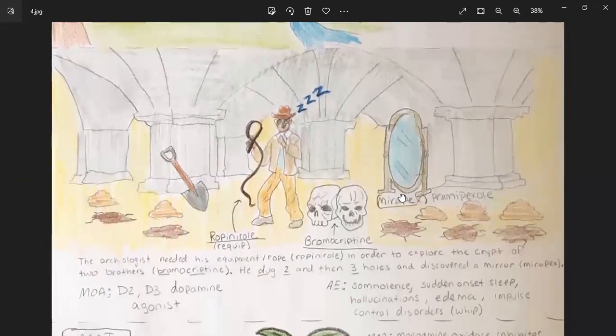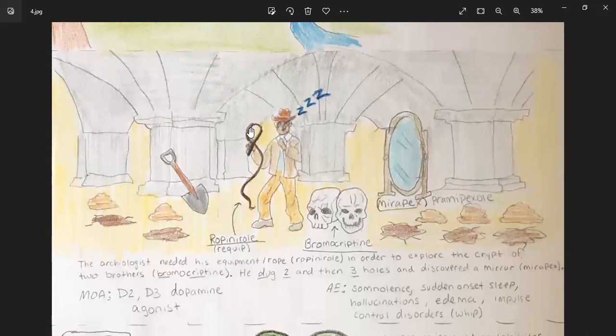In this picture, this is kind of like Indiana Jones. He's got his whip with him, and he's, of course, digging up some artifacts. So the archaeologist needed his equipment, his rope, his whip. So requip, or rope and a roll, in order to explore the crypt of two brothers. So brothers, bromocryptine. They're in a crypt.